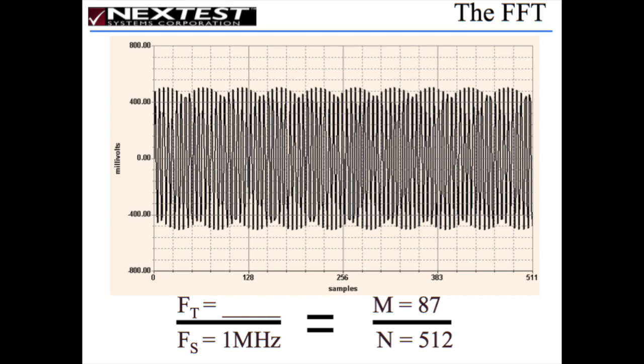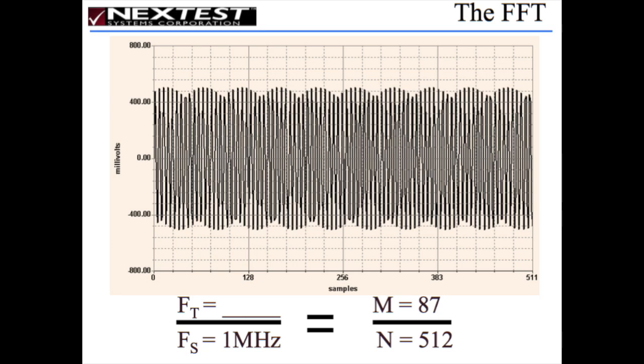We push the M up to 87, so we have this undulation going on. It's not really a real thing. Don't worry about that. Don't trust time domain. Trust frequency domain. Okay, so 1 megahertz times 87 divided by 512, do the math, and the test frequency comes out to be 169.921875 kilohertz.